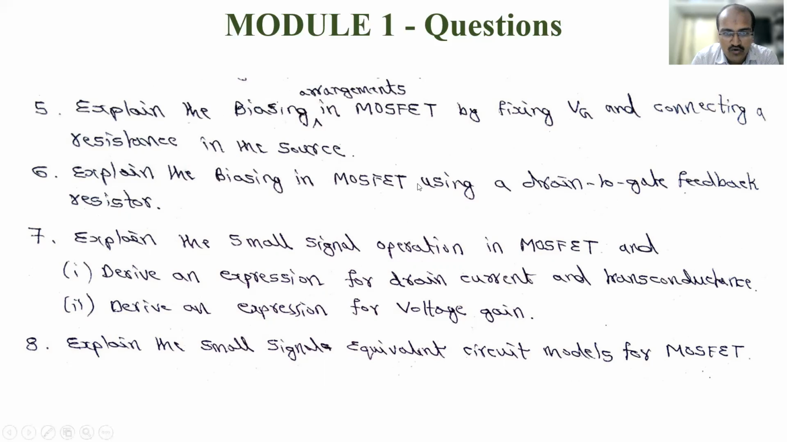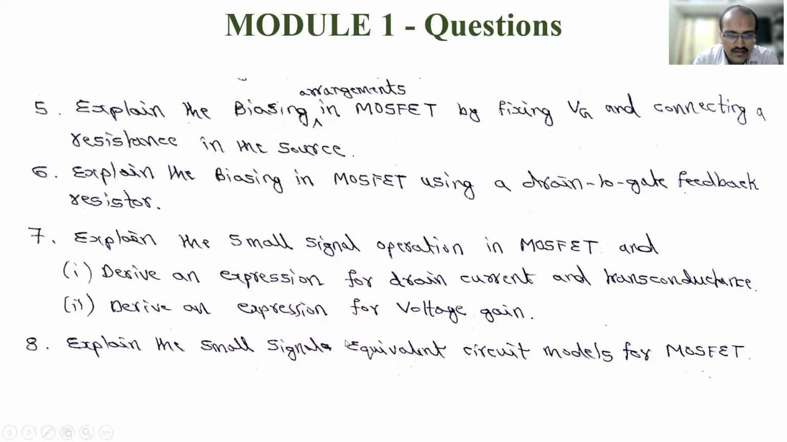Then explain the small signal operation in MOSFET. We have only 2 derivations here. One is to derive an expression for drain current and transconductance. ID and transconductance gm we have to derive. For gm there are many derivations; the first derivation goes till equation number 9, I think, and you have to do it. Or else, for the same question, explain the small signal operation in MOSFET, they can ask to derive an expression for voltage gain. So 2 questions will come in this small signal operation, so go through the notes.